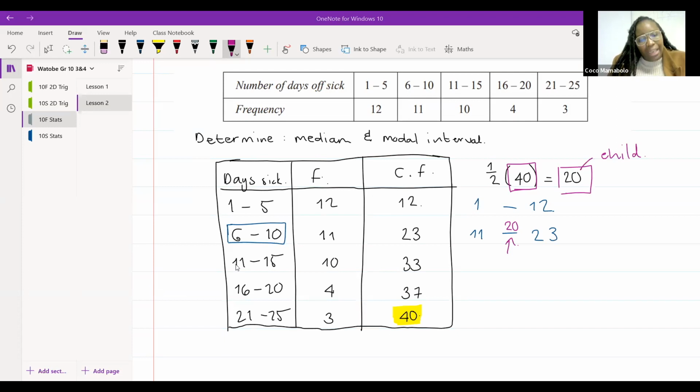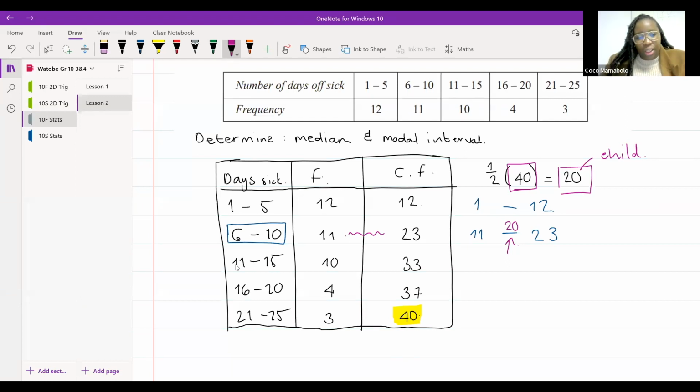Between 6 and 10 days. Is that making sense? Because the 20th child is in between here, the 20th child was sick between 6 and 10 days. Give me a thumbs up if that makes sense. Thank you. I love that I found you. You were lost and now I found you.